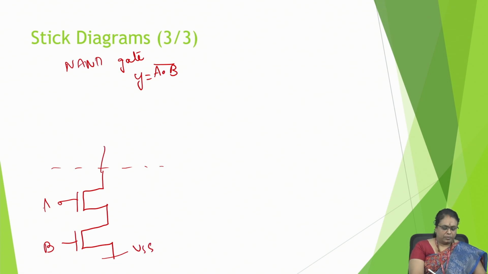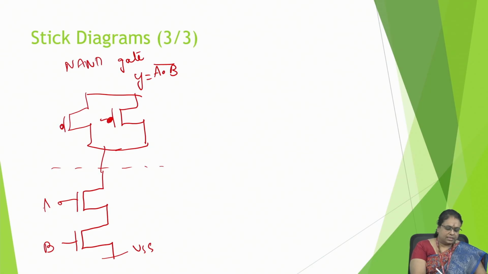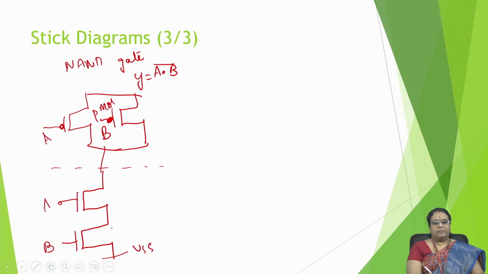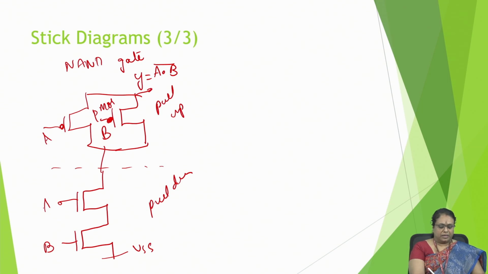And when it comes to the pull-up side, what are we doing? We take two transistors. Please try to understand: if you are not putting this dot here, it won't be PMOS. So this is PMOS device A and B. It's exactly complementary to the pull down side. So this is the pull up side, where we are exactly drawing the complementary, and this becomes our VDD.